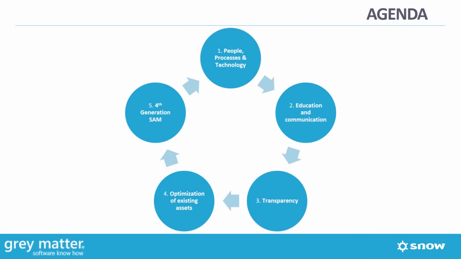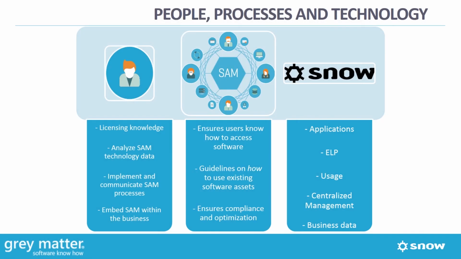And finally, software asset management has come an awful long way in the last few years. And at Snow Software, we've generated a concept called 4th generation SAM. This means that it's no longer the responsibility of a single person, but actually everyone within your organization. So first of all, myself and Lewis are going to talk about the people, process, and technology element.